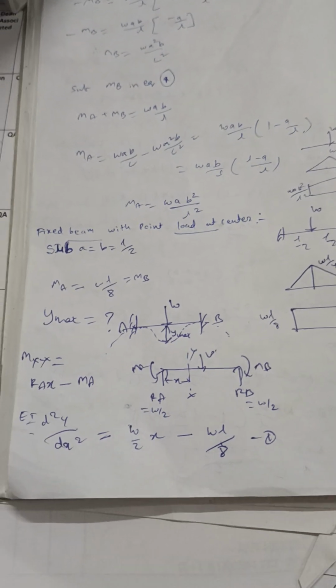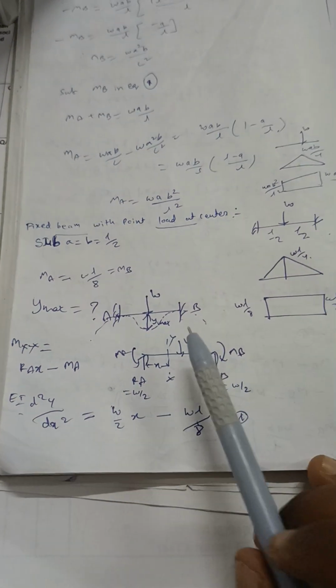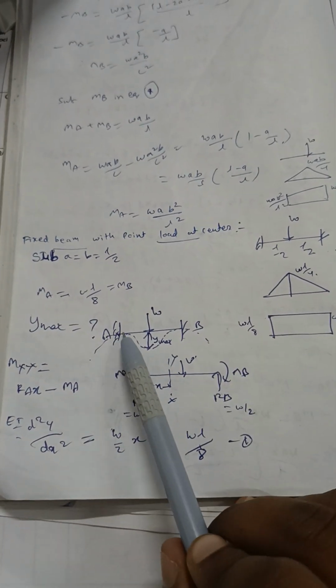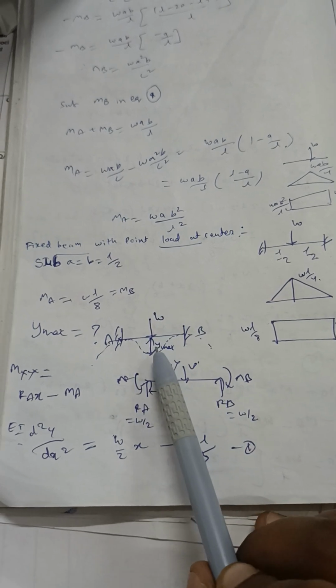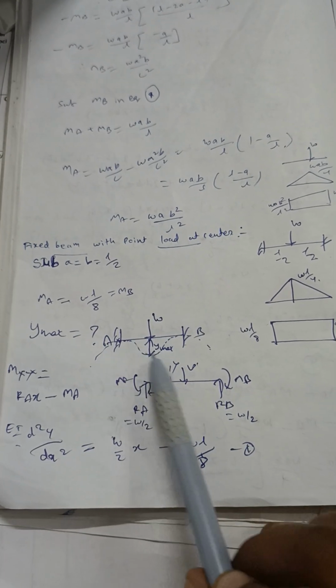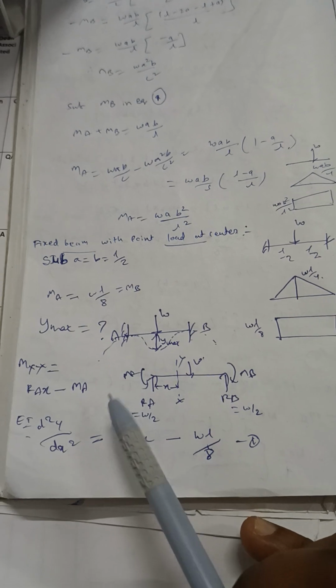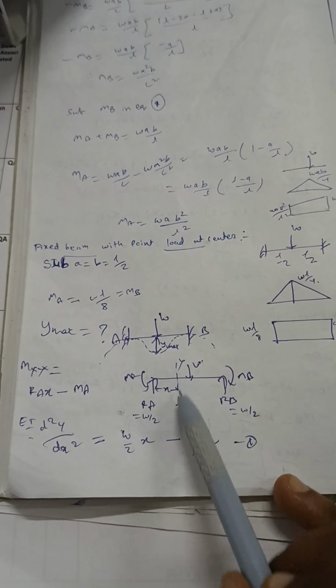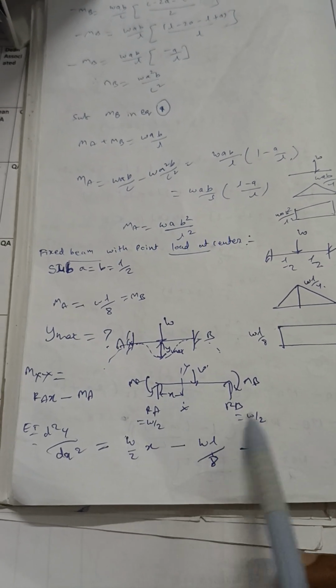Now I need to calculate Y max, the maximum deflection. First, when there is a point load at center, I need to calculate Y max. This is the deflection curve. How to calculate? Simple. I will take a section XX. This is a free body diagram.